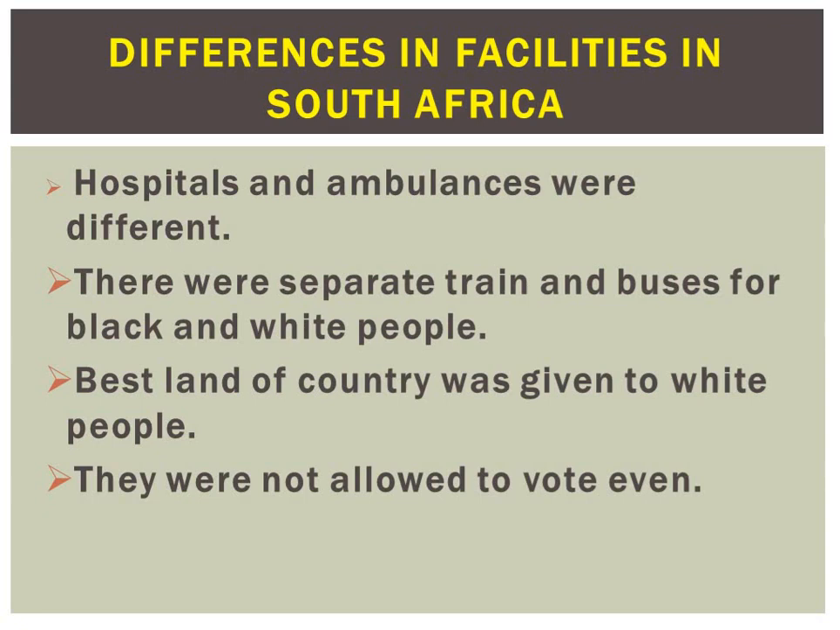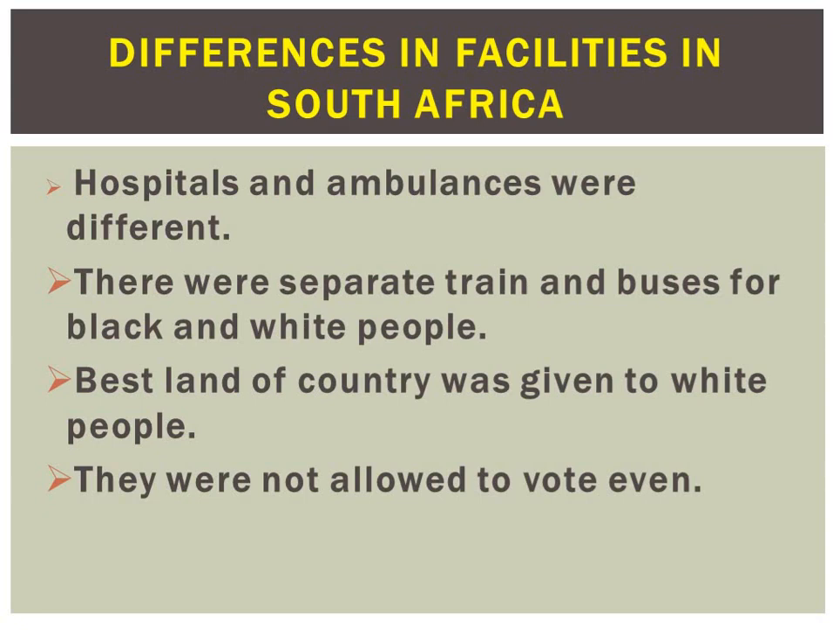The best quality land was given to the white people, and the worst land of the country was given to the black people. They were not allowed to vote even. The black people were not allowed to cast a vote for the government, even in the elections. So there were these differences between black and white people in South Africa before it became a democratic country in 1994.